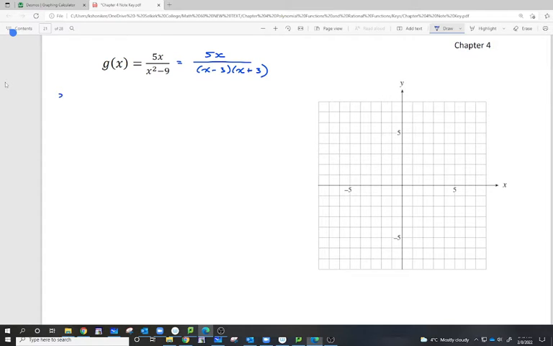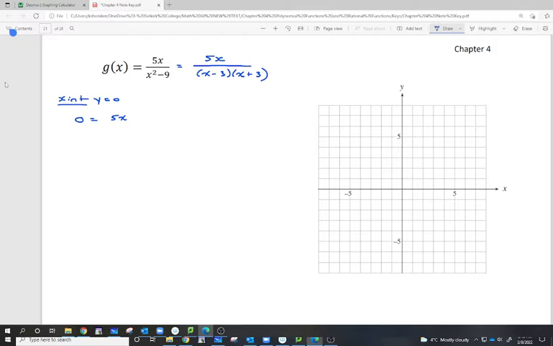So first thing we're going to do is find the x-intercepts. To find the x-intercepts, you're going to set y equal to 0. So I get 0 equals 5x over x minus 3 times x plus 3.